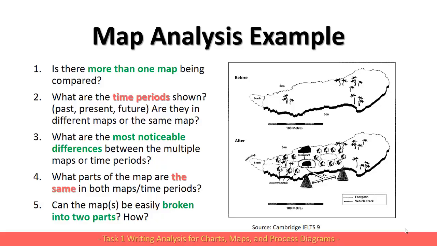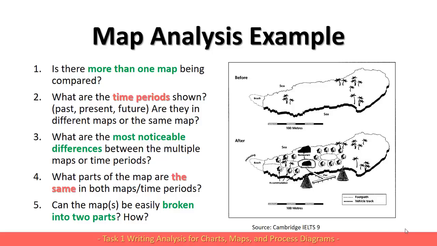Number 1, is there more than one map being compared? Well, yes, there are 2 maps. We can see the before and after here on the right side. Next, number 2, what are the time periods shown? Well, we have before and we have after, but we don't know: is this the past, the present, or the future? And then are they in different maps or the same map? Well, here they're on different maps.